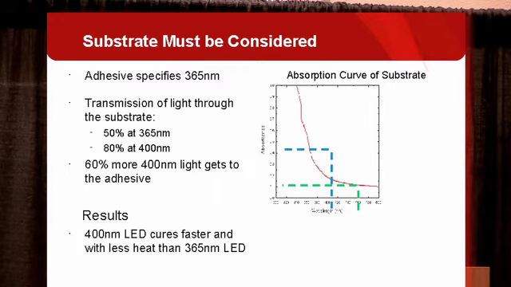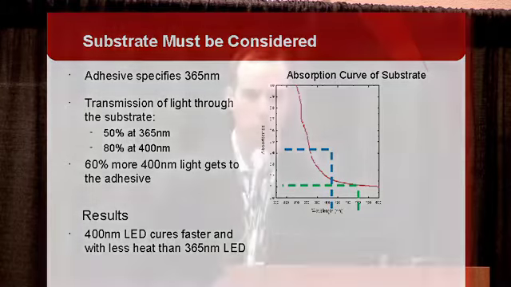So you're getting much higher energy through the parts to the adhesive at 400 nanometers. And what we actually found is that at 400 nanometers, the adhesive cured faster and with less heat as compared to the 365. So in this case, if you had followed the specs of the adhesive exactly, you probably wouldn't have had the most efficient process for assembly.